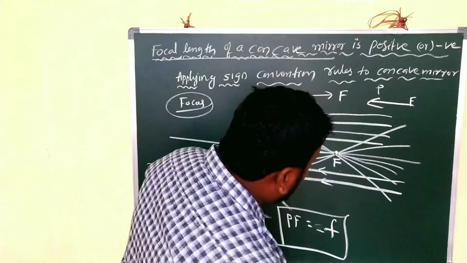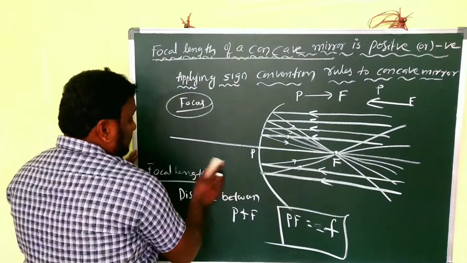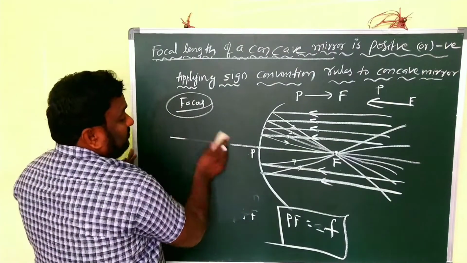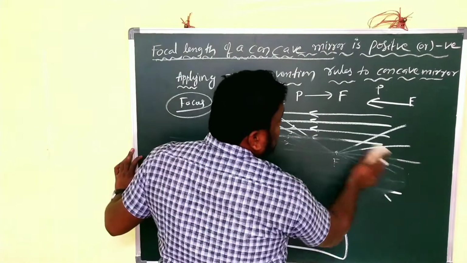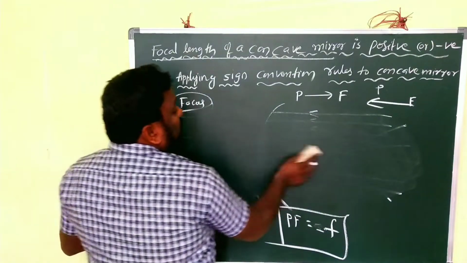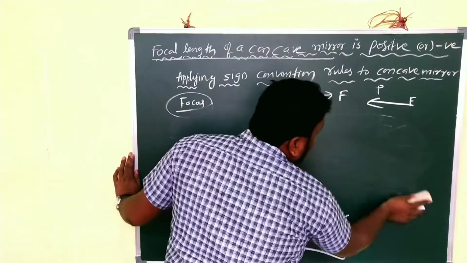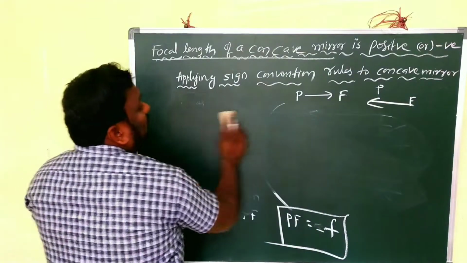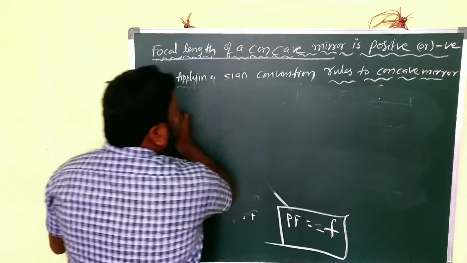Next, what about u and what about v? Okay, the focal length is negative. Then what about the object distance and the image distance in the mirror equation? When we take the mirror equation, how can we say whether u is negative or v is negative? Let's see.